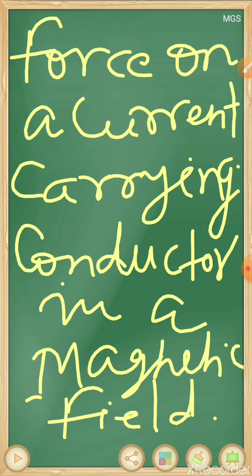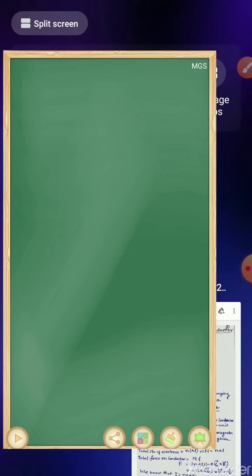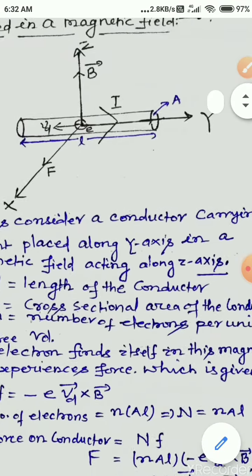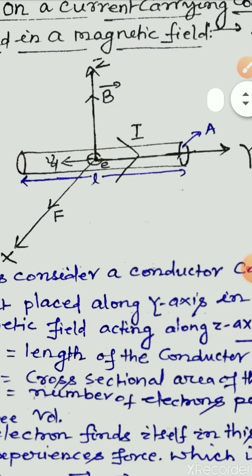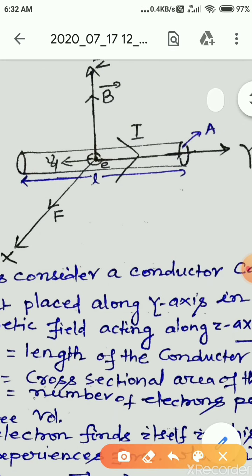Let us start our discussion with force on a current carrying conductor in a magnetic field. You can see in the diagram a current carrying conductor of length L. A current carrying conductor of length L is placed along y-axis. Its cross-sectional area is A. It is placed in a magnetic field which acts along z-axis.